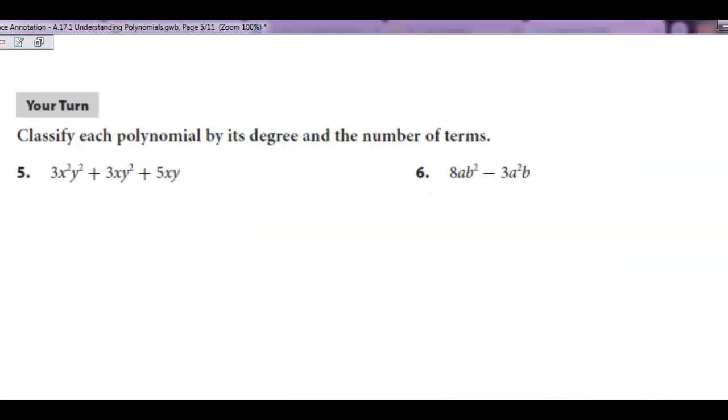So take a look at your turn number 5, and we're going to classify each polynomial by its degree and the number of terms. I always like to start with the number of terms because that's the easiest part. So when I look at number 5, I have 3x squared y squared plus 3xy squared plus 5xy. I have 1, 2, 3 terms. So I have a trinomial.